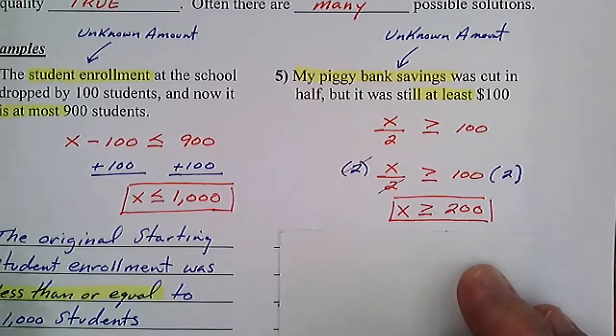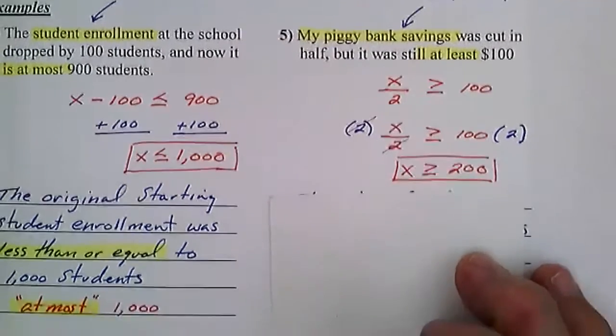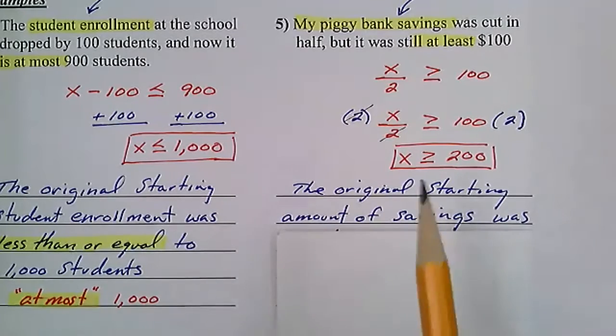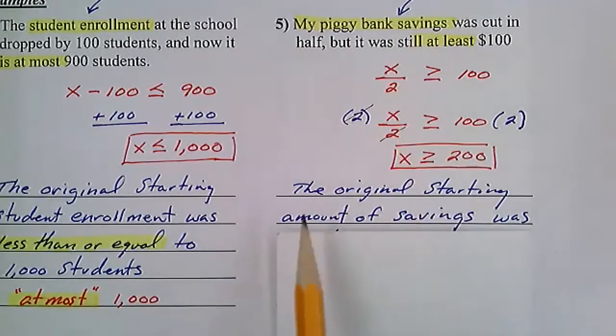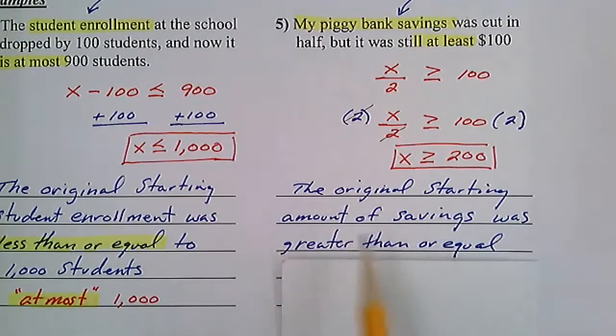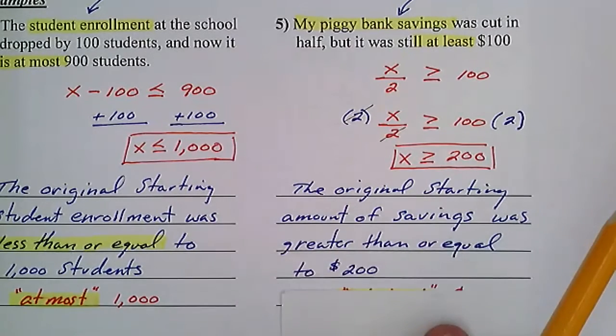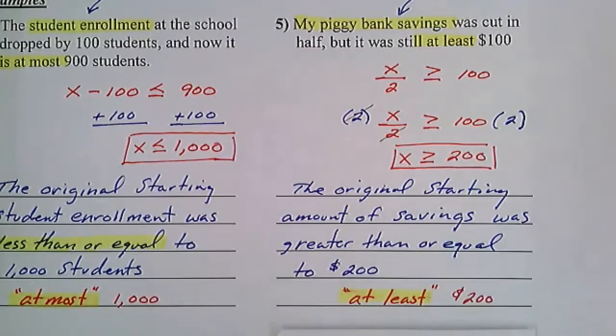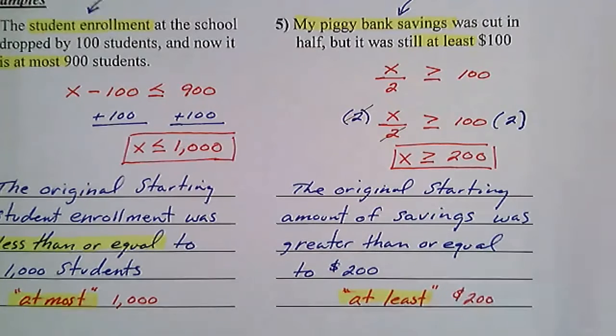So then when we write our solution, we want to say the original starting amount of savings, talking about savings, the original starting amount of savings was greater than or equal to $200. Or we could say the original starting amount of savings was at least $200. Okay. All right.